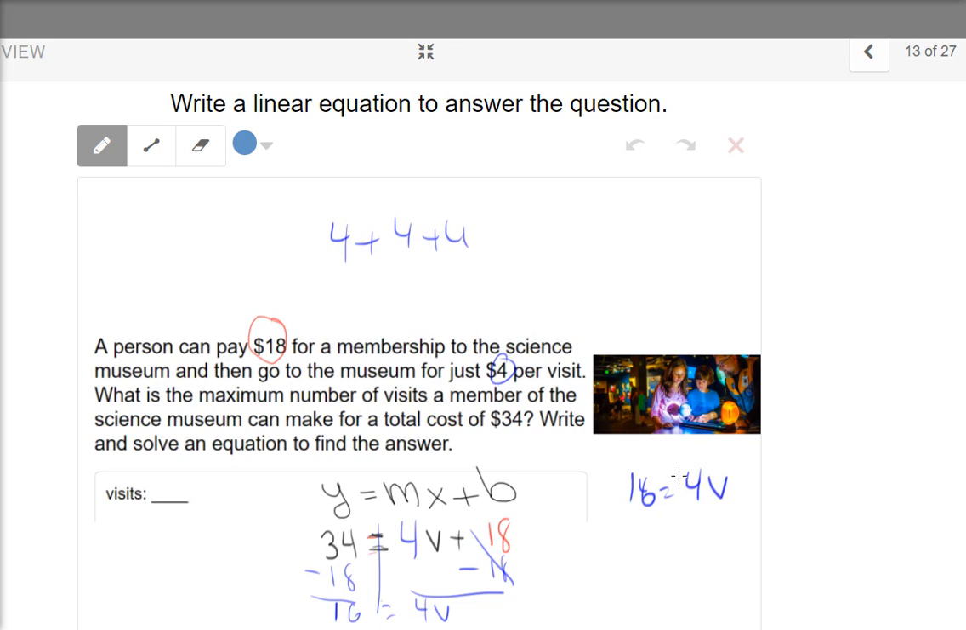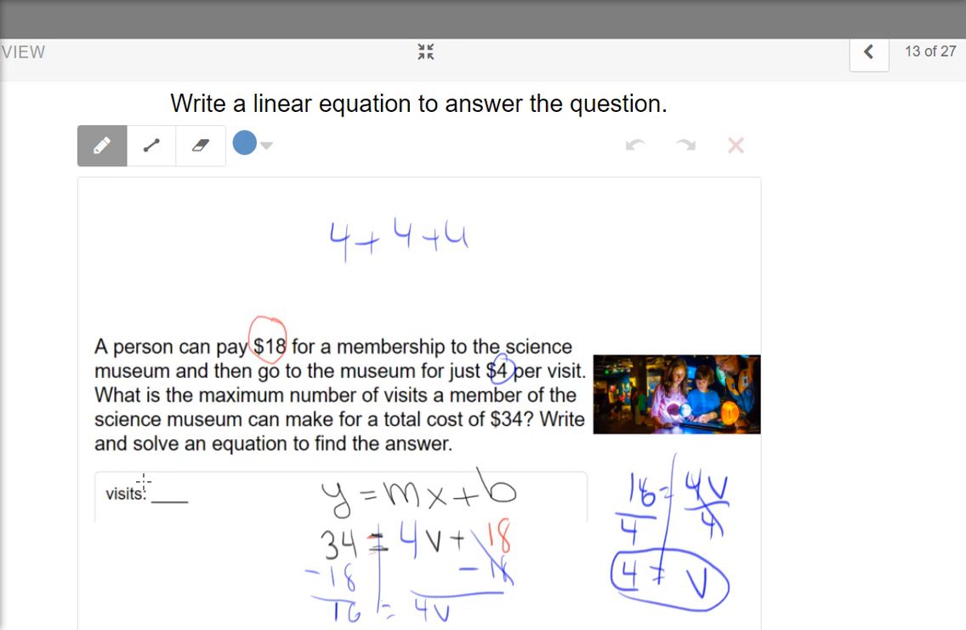So I want to solve for just 1 V. I don't want 4 V's. I'm going to divide by 4 on the right and 4 on the left. The number of visits I'm going to make, V, is on the right hand side. And 16 divided by 4 is going to be 4 visits. Okay, so I'm going to make 4 visits.